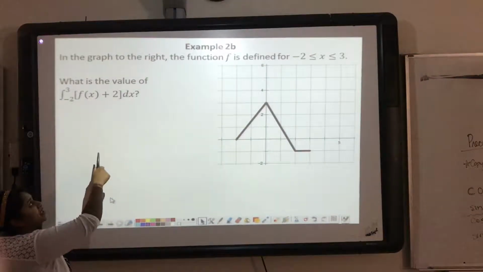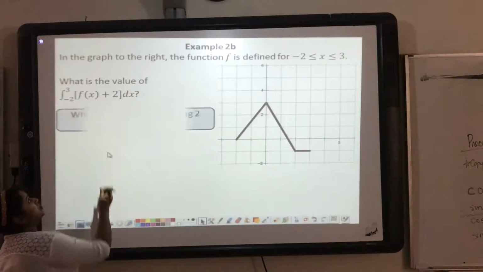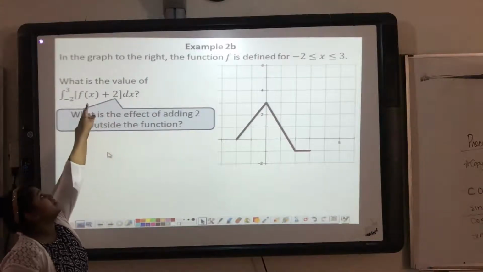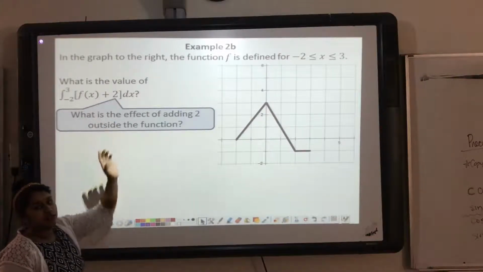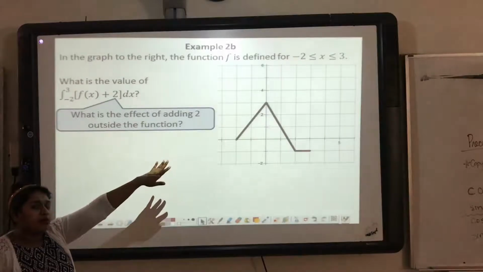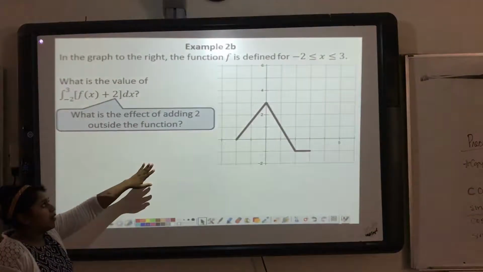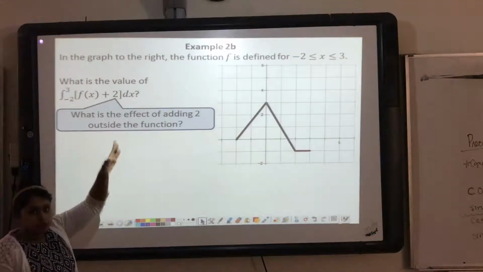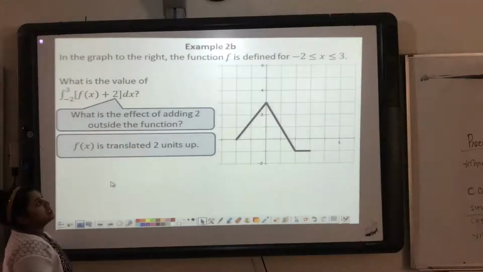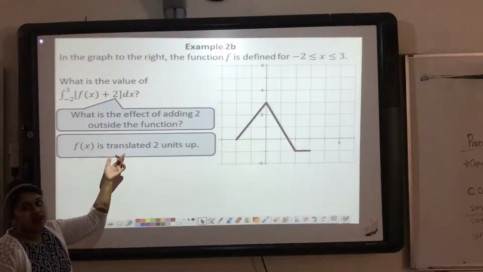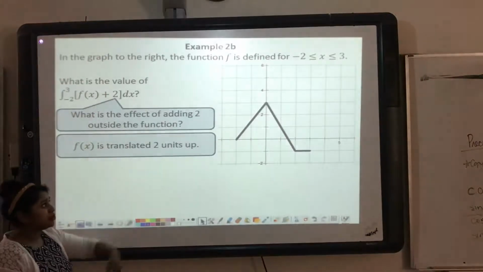Okay, but what happens when we put +2? So where is that? That's outside of the original function. It's not attached to the function. So if it's outside, if we remember from pre-cal, these are our vertical shifts. And so what that does is translate it 2 units up because it's positive. If it were negative, it would translate it 2 units down.